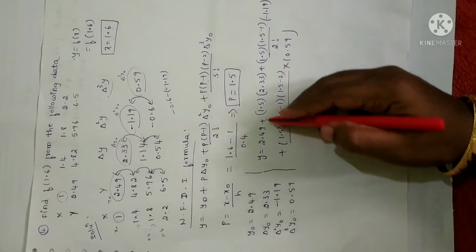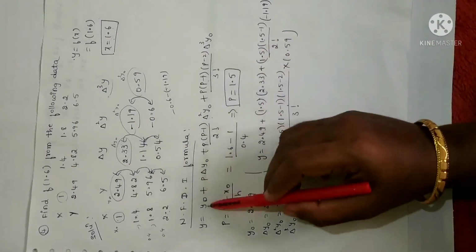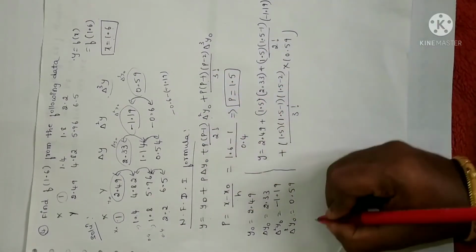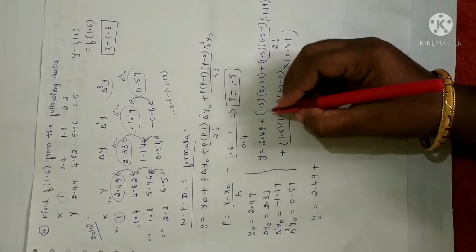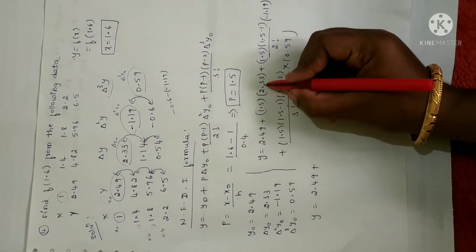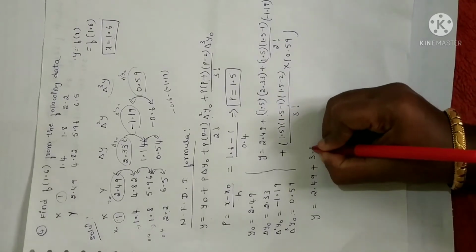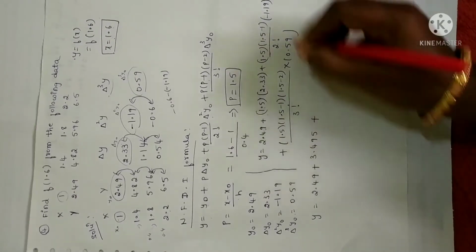So once you have done with 1, 2, 3, 4 terms, now let me simplify. So y is equal to 2.49 as it is, plus when you multiply 1.5 with 2.33 you will get 3.495 plus I'll show you only one.